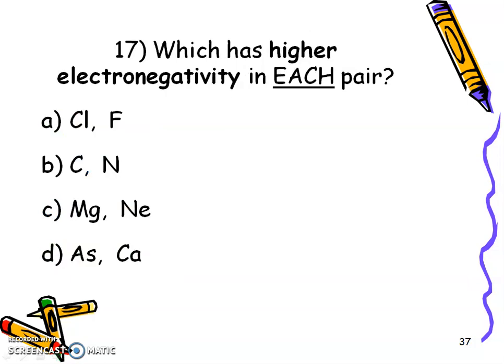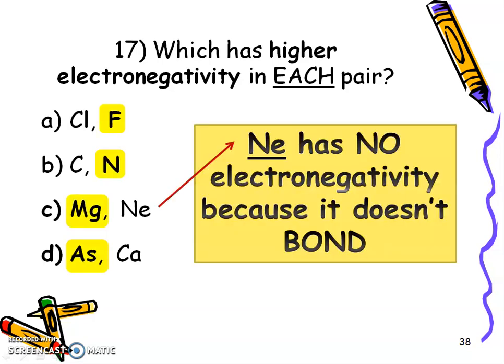17. Again, this is that other trend, electronegativity. So between each pair, which one is higher? Hopefully you chose those. Now, again, I made a little notation here with letter C.